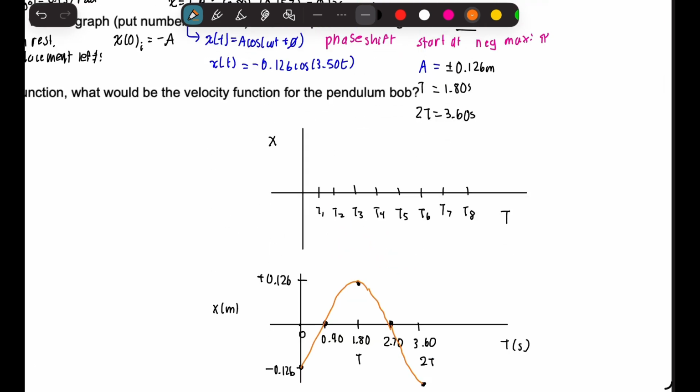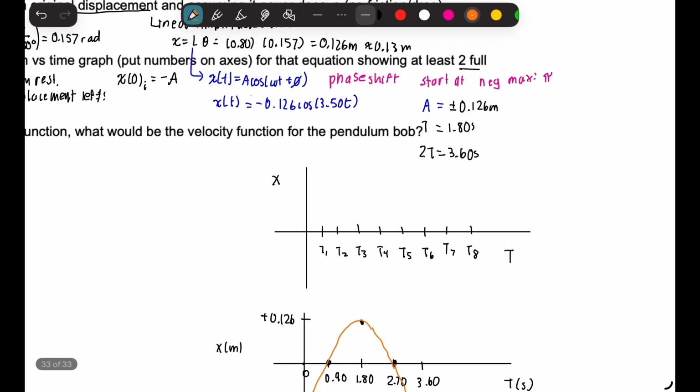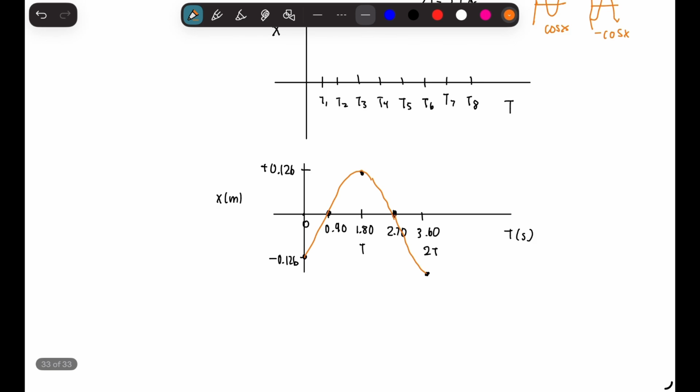And we can see this is correct with our graph because it's a negative cosine graph. Cosine x is usually like this. So if you have a negative cosine x, that is going to be a vertical reflection, and it would look like that, which matches with what we have.